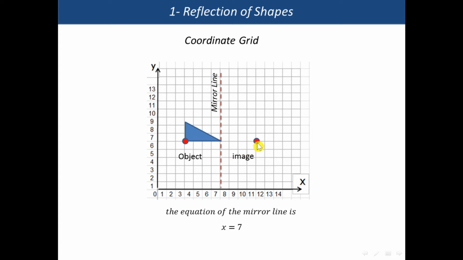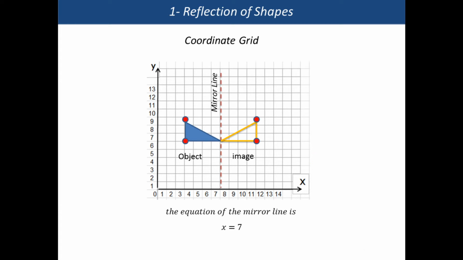Okay, this is the point now in the image part, on the other side of the mirror line. Can I find another point? Yes, let us take this one. Where is the image of this point? The image of this point is here, because this point is also 4 squares away from the mirror line. And then you only draw the other lines together, and you shall have your image very perfectly on the other side.